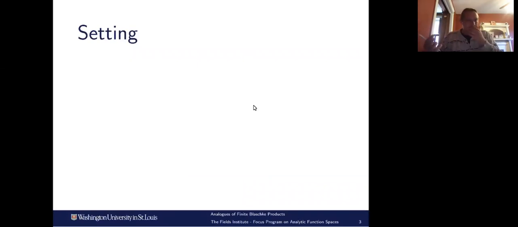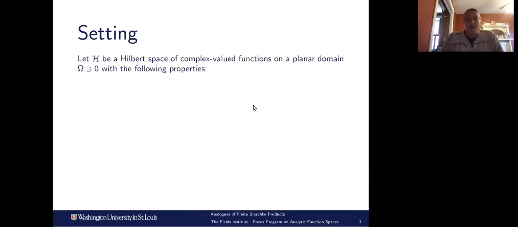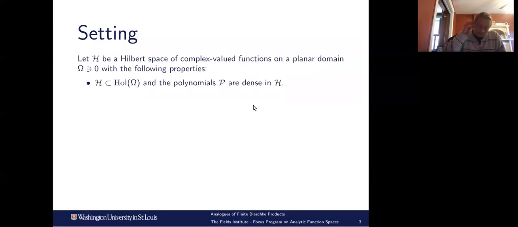Okay, so I want to generalize this idea. I should tell you where. Our setting will be this calligraphic H, which is just going to be a Hilbert space of complex valued functions on some planar domain. We don't have any hypotheses on connectedness or anything like this. We just want 0 to be contained in our domain. We do, though, want the following properties for H. We want it to be comprised of analytic functions, or holomorphic functions, and we want the polynomials to be dense. I'll use P here to denote the polynomials.